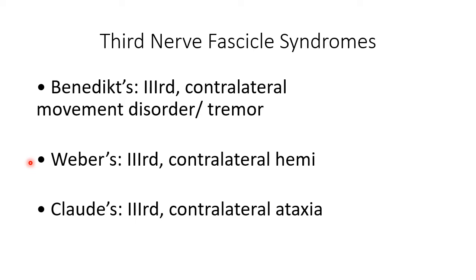The next most popular one is Claude syndrome, with an ipsilateral third nerve palsy and contralateral ataxia. That's because of the cerebellar fibers involved in the red nucleus. So if you recall, that would be the dorsal medial midbrain syndrome. And then we have Benedikt syndrome, which is due to a lesion of the third nerve as well as the substantia nigra and cerebral peduncle, causing a contralateral movement disorder as well as tremor.